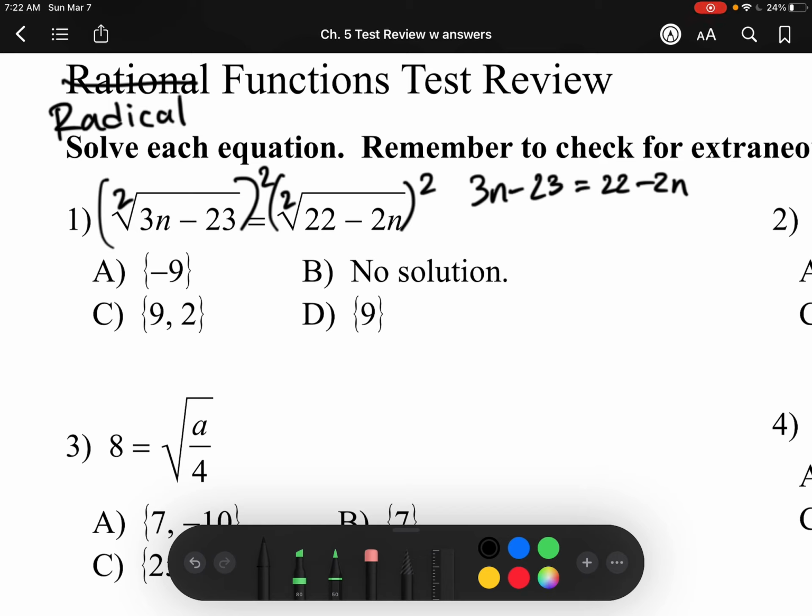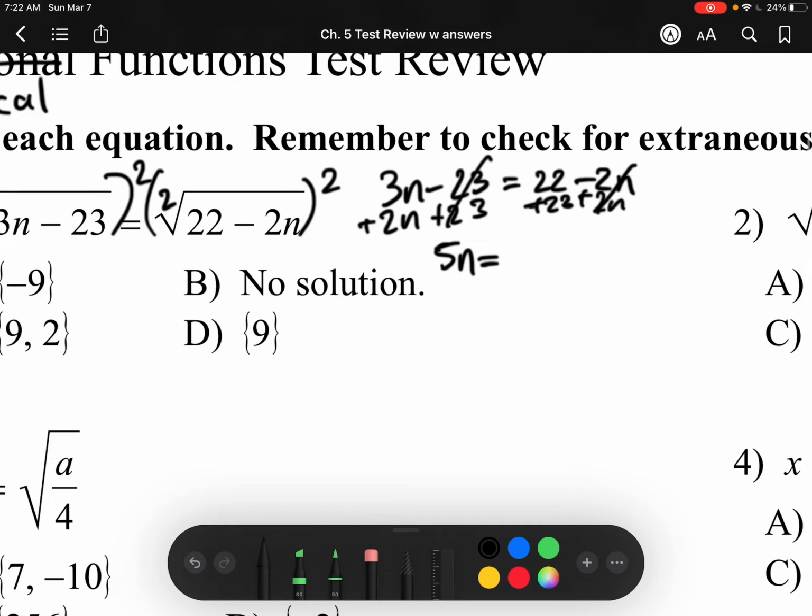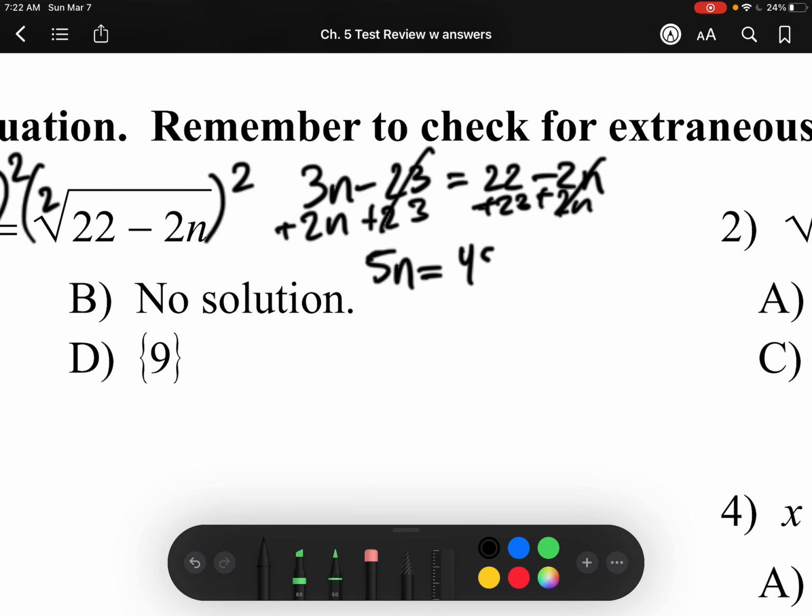Now, step 3 tells us to solve the remaining equation. So now we just have to solve for n. I always like to keep my variable positive. So I'm going to add 2n to both sides so I can get rid of this right here. This eliminates plus 2n. And then that means I'm going to have to move this negative 23 to the right side. So I'm going to add 23 to both sides. This gets rid of it. And what we're left with is 3n plus 2n is 5n is equal to 22 plus 23 is 45. We're going to divide both sides by 5. And you get n is equal to 9.